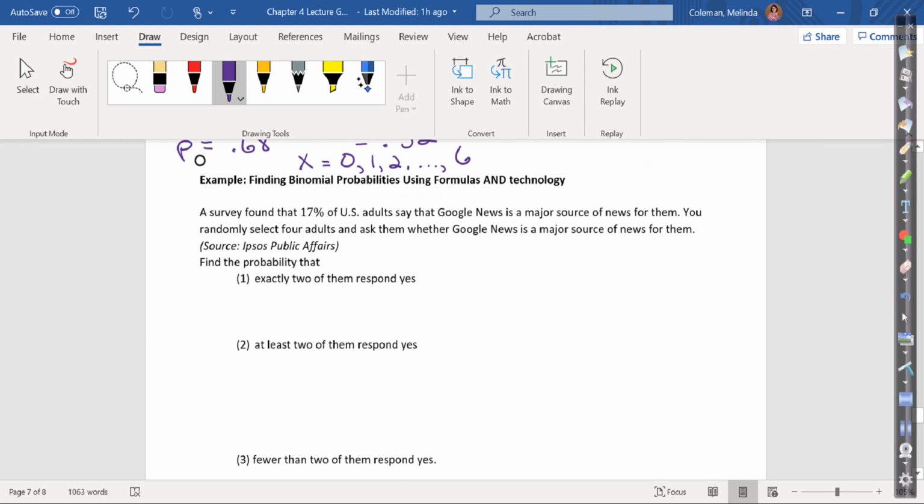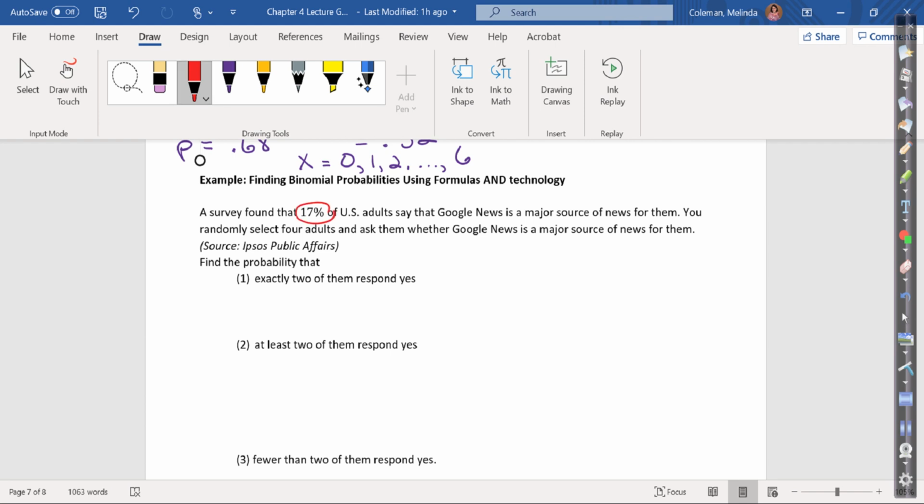All right. So finding binomial probabilities. You don't always have to do the entire chart. Sometimes we need the whole chart because that's the whole distribution, but sometimes we just need part of the information. So this next problem will allow us to use our technology or use our formula and only do it for pieces of it, not the whole chart.